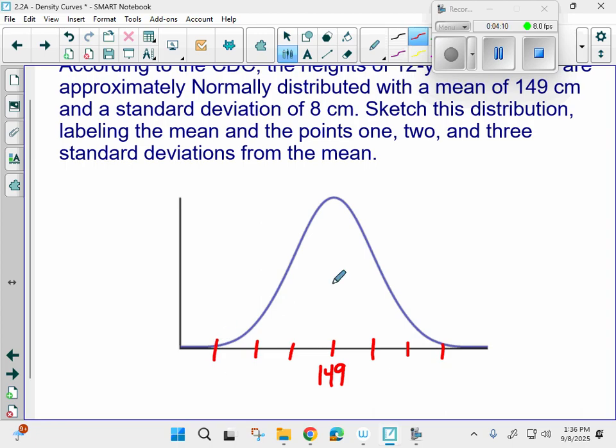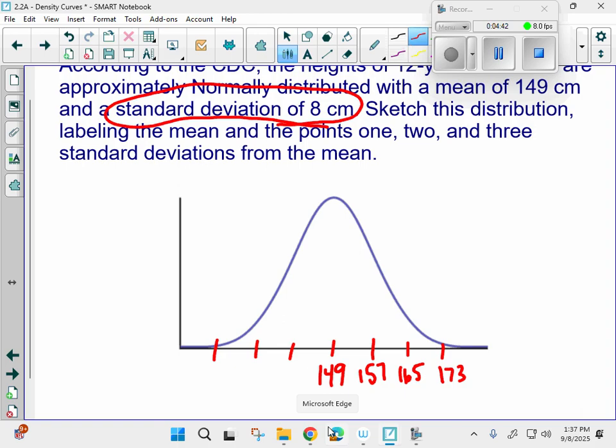So for a boy who is 1 standard deviation above the mean, we would add 8 centimeters because it says that the standard deviation, their typical distance from the mean, is 8 centimeters. So I'm going to add 8 to this to get 157. And then I'm going to add another 8. If there are 2 standard deviations above the mean, that would be 165 centimeters. And then I'm going to add another 8, and that would be 173 centimeters.